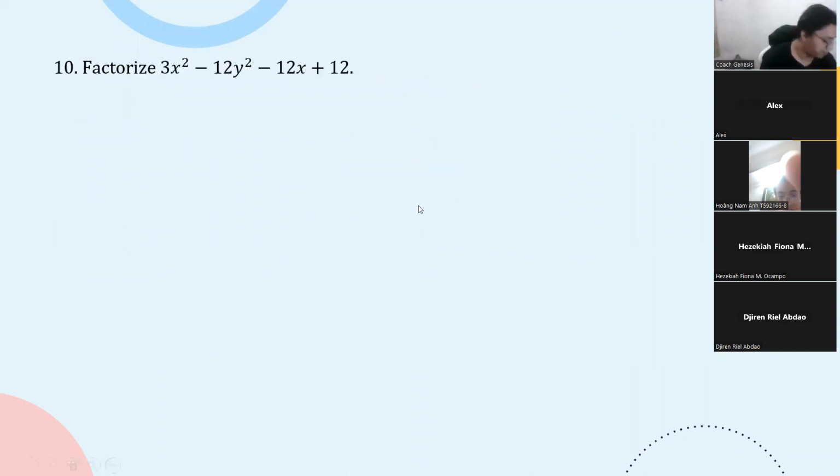Next, we have number 10. Factorize 3x squared minus 12y squared minus 12x plus 12. Okay, so the first thing that we will do is to factor out a common factor. So what is the common factor? That is 3. So we can factor out 3, and you will get 3 multiplied to x squared minus 4y squared minus 4x plus 4.